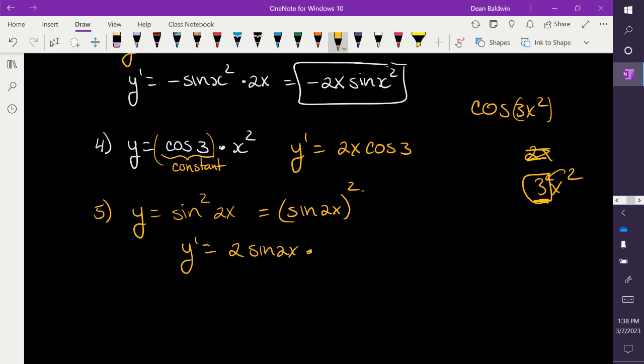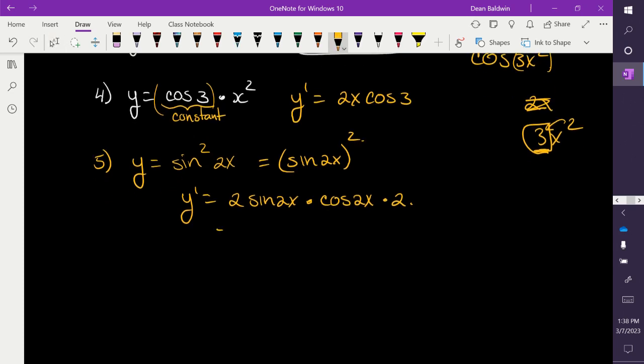Times, what's the next function in? Sine. What's the derivative of sine? So then it's cos of 2x. And then what's the next function in after that? 2x. What's the derivative of 2x? Times 2. So then this would clean up to be 4 sine 2x cos 2x. And order doesn't matter. That's a double angle identity, but we're not going to worry about that.